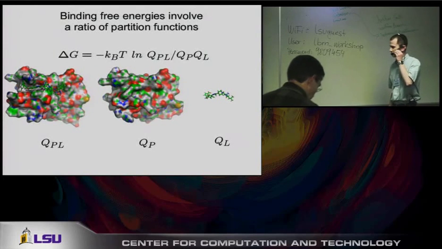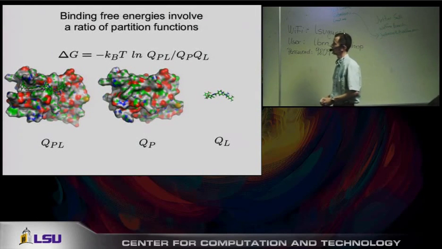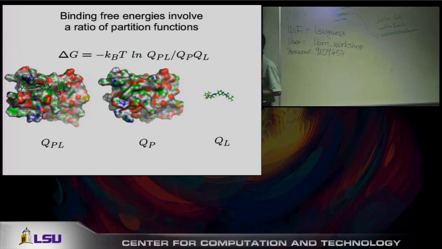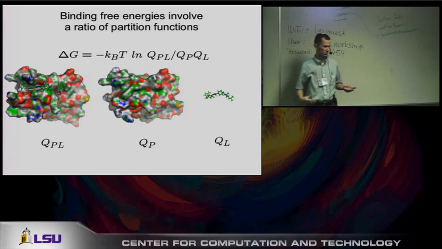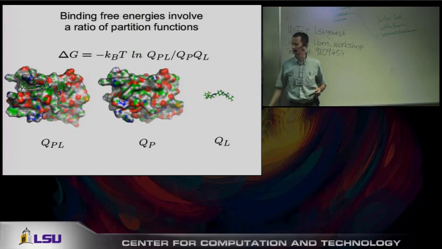Now, the challenging thing about binding free energies is that they involve a ratio of partition functions. Binding free energy is this equation. These Q's are partition functions, and each of them is for a different system. QPL is for the protein-ligand system in whatever solvent it's in, QP for the protein alone, and QL for the ligand alone. Each of these is solvated, of course.